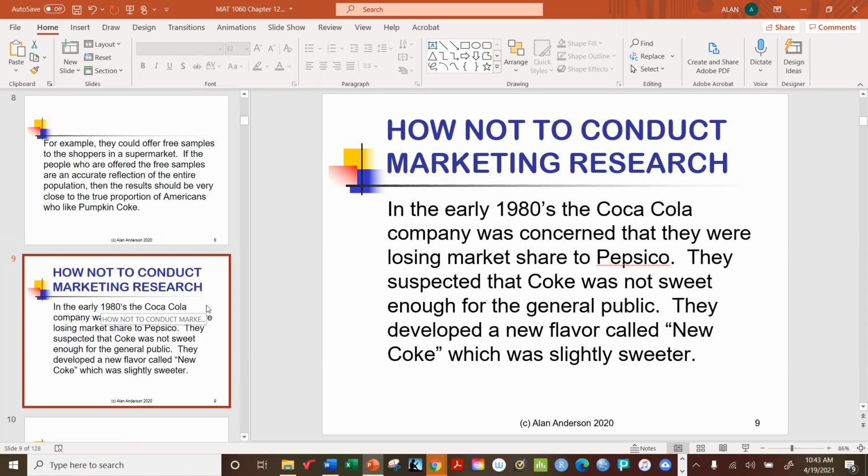It doesn't always work out well, okay? And so what happened here was that in the early 80s, The Coca-Cola company was worried, of course, that they were losing market share to PepsiCo, their main competitor. Now, keep in mind that at this point in time, they didn't have nearly as many flavors out there as they do now. It was just Coke and Diet Coke. That was pretty much it.